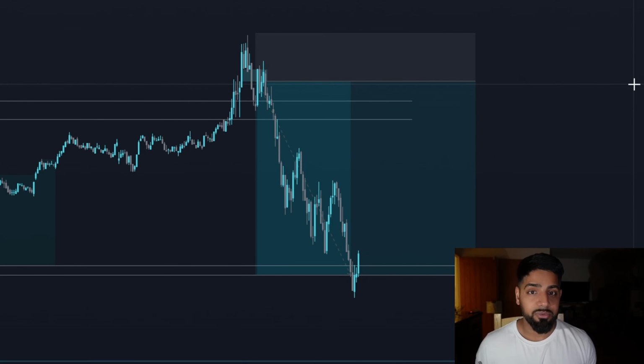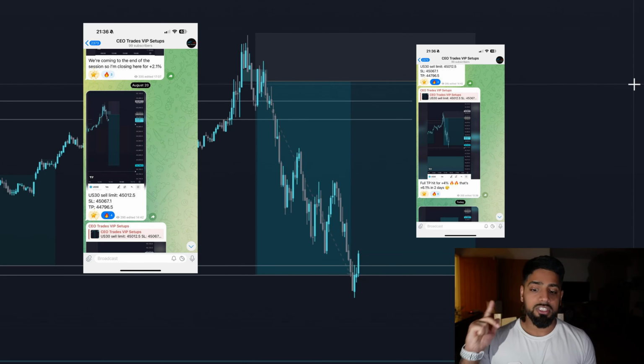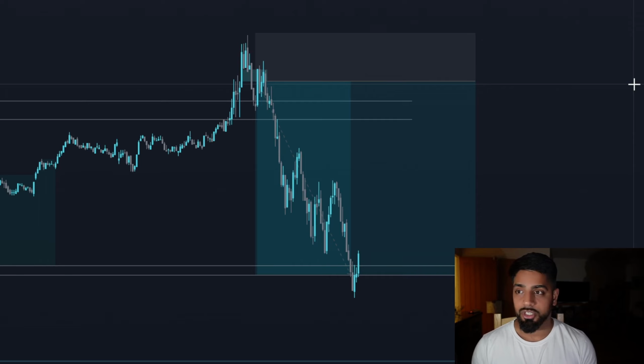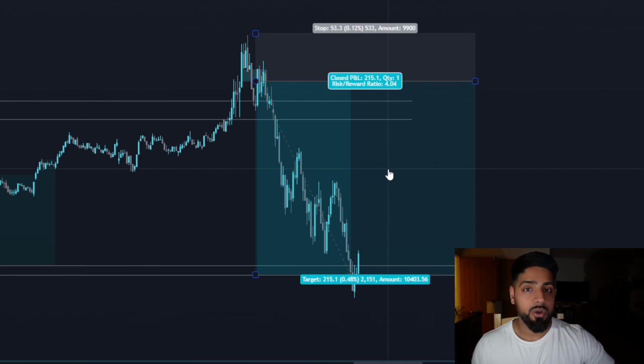Now, not only was I able to take this trade myself, but I also sent it into the VIP group as a sell limit order, so everyone was able to enter this position with me. And as you can see, we all hit take profit together. So that is a nice 1-to-4 risk to reward. So it's as simple as that.